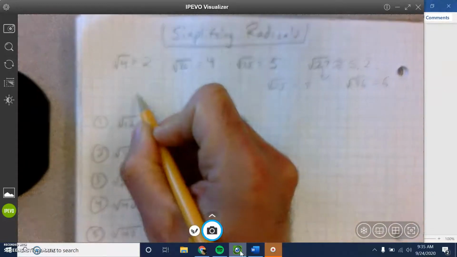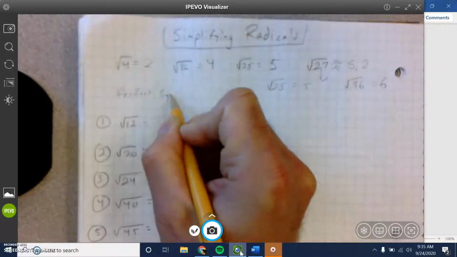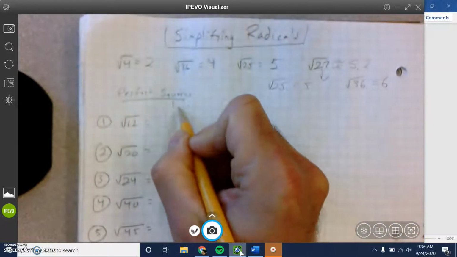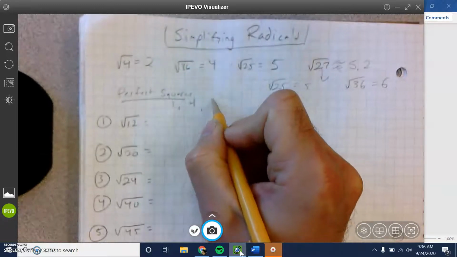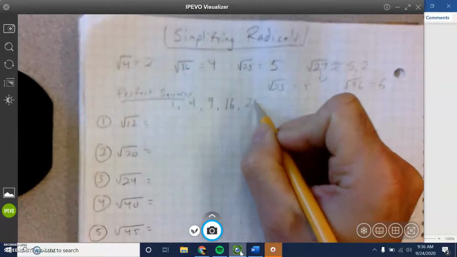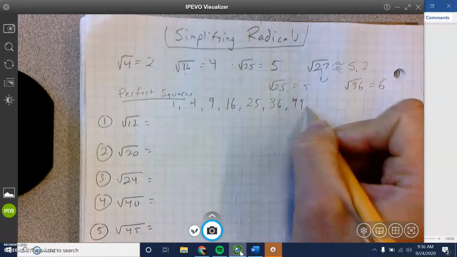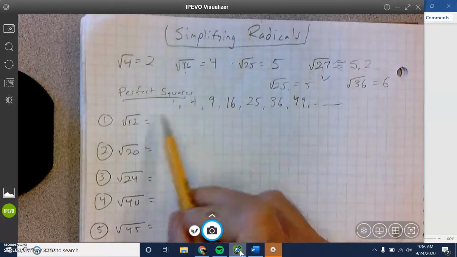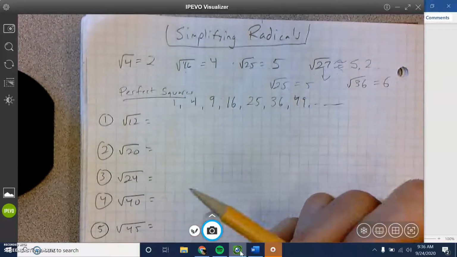So the perfect squares, let's write them down in our notes. So perfect squares, so 1 times 1 is 1, 2 times 2 is 4, 3 times 3 is 9, 4 times 4 is 16, 5 times 5 is 25, 6 times 6 is 36, 7 times 7 is 49, and you can just keep going forever and ever like that. So these are the perfect squares. So my goal is to see whether I can find a perfect square in here and simplify.